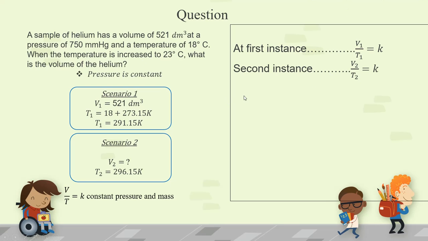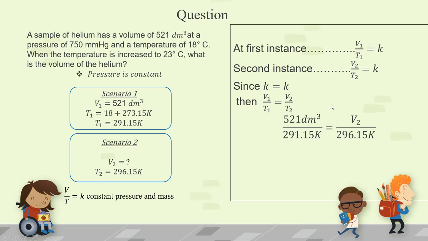So what we have happening here, K is a ratio of the volume to the temperature. Now this ratio will remain the same. However, our temperature changes, so our volume must compensate. So since K in both instances are equal, we can equate V1 over T1 to be equal to V2 over T2. Now let's see what that gives us.